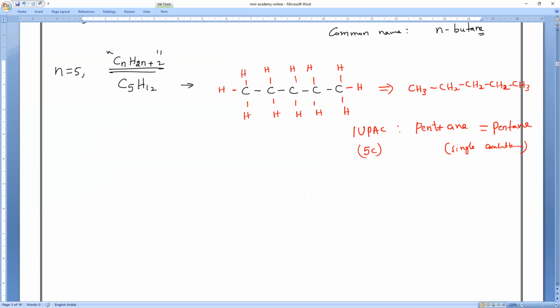So what is the common name? Remember, from butane onwards the common name starts with n: n-pentane, n-butane, n-hexane, n-heptane, like that. That is the common name. Please note it. What is the common name, everybody? n-pentane. So what do you mean by n, sir? See that, for butane I wrote the common name n-butane, for pentane also I wrote n-pentane. Please remember, n indicates normal. Normal butane, normal pentane. That is what we call it. n represents normal. That's all it is.